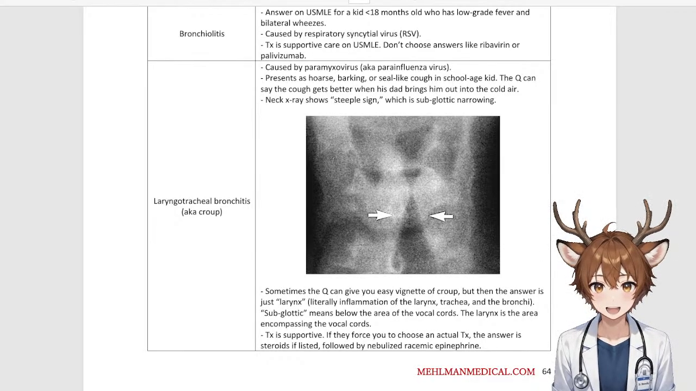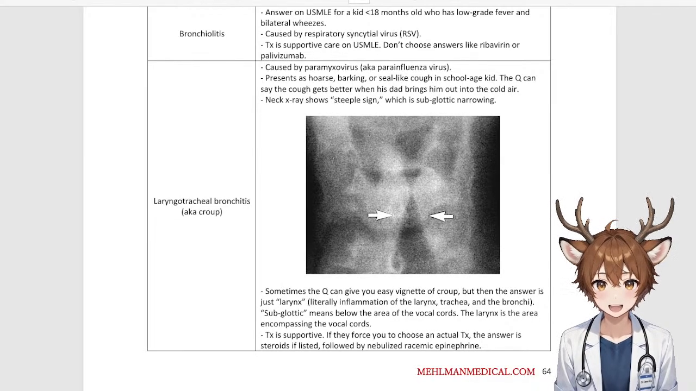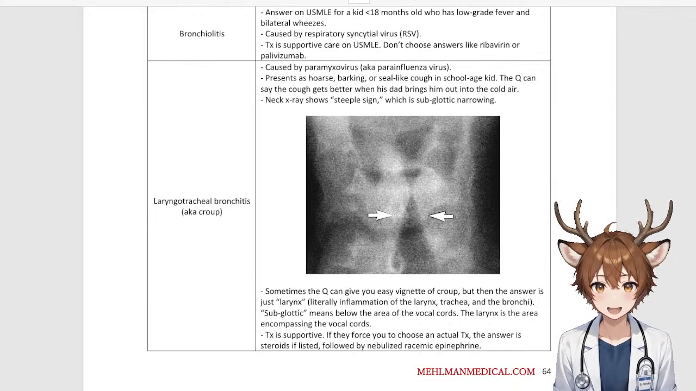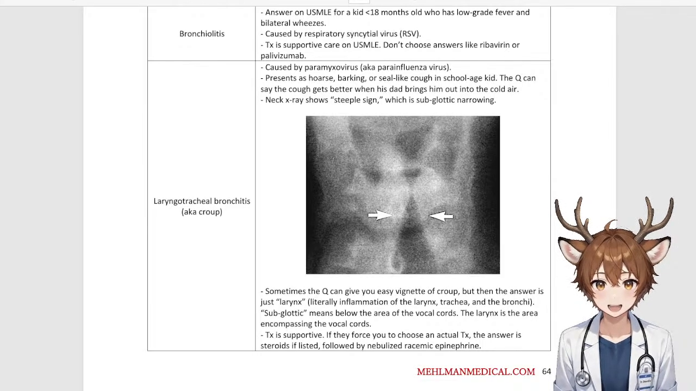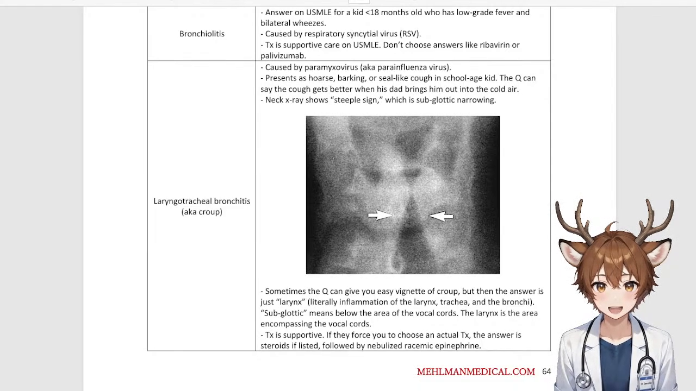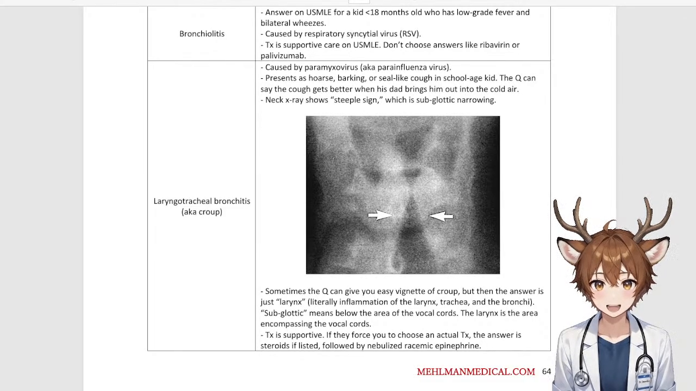Bronchiolitis on USMLE. For a kid who's less than 18 months old who has low-grade fever and bilateral wheezes caused by respiratory syncytial virus, RSV, the treatment is supportive care on USMLE. Don't choose answers like ribavirin and palivizumab.